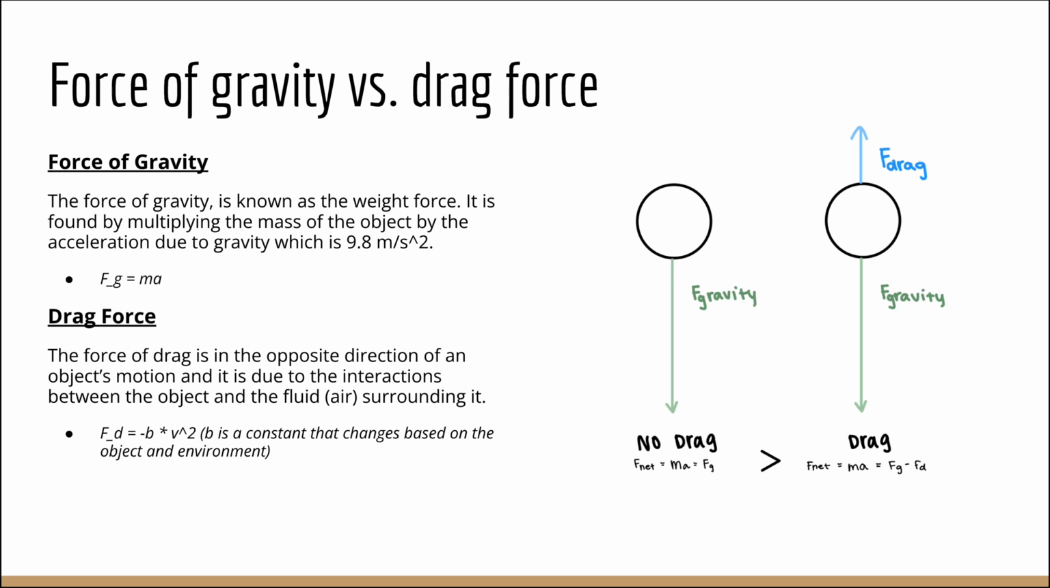The acceleration due to gravity is 9.8 meters per second squared. The drag force, which is the main focus of this lab, is always going to be in the opposite direction of the object's motion. Because of this, we should expect to see the drag force slow down the acceleration of the object. For the purpose of this lab, we will be using 0.5 meters per second squared as our drag force.